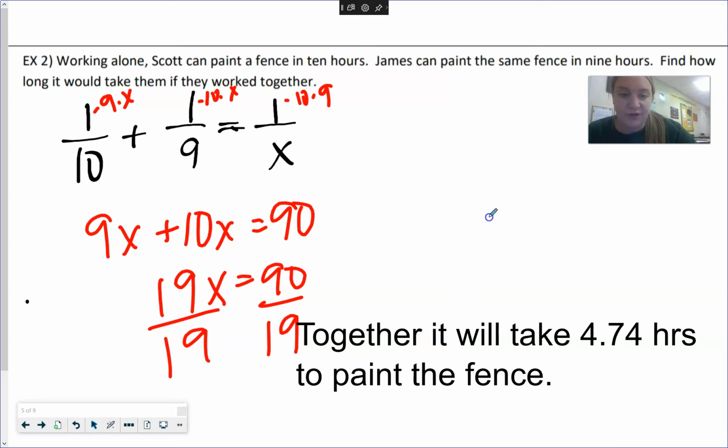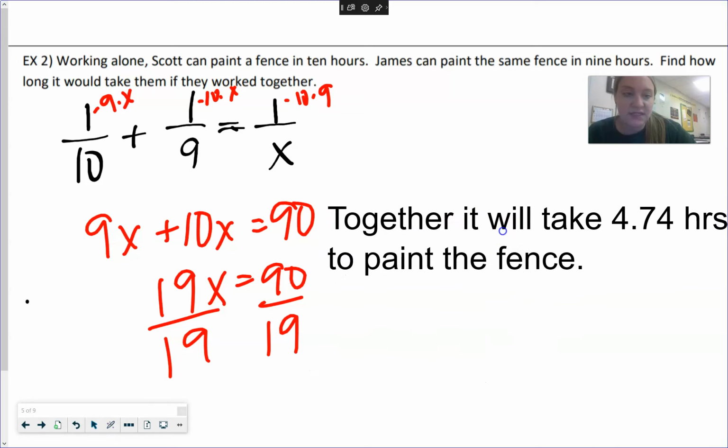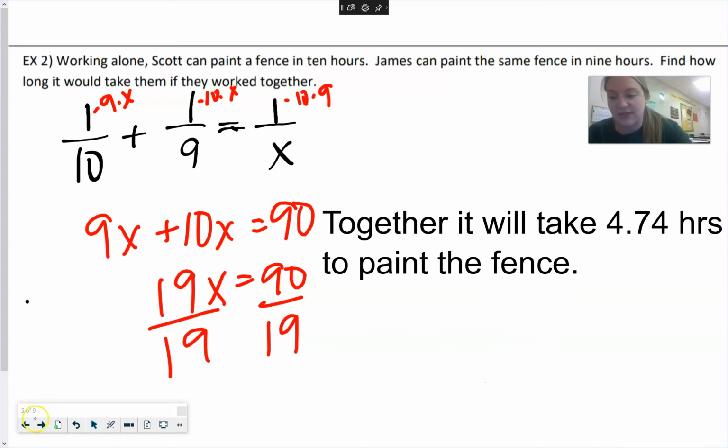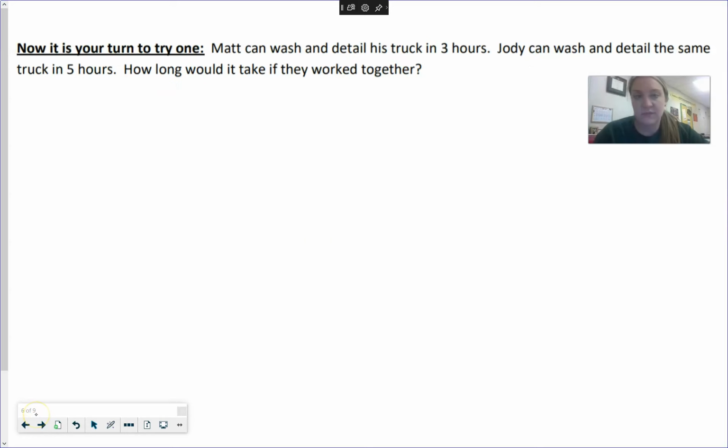It is time for you to try one of these. So let me show it to you. We have Matt can wash and detail his truck in 3 hours. Jody can wash and detail the same truck in 5 hours. So how long would it take if they worked together? I want you to pause, set it up, and solve it, and come back and see if you got the right answer. Go ahead and pause.